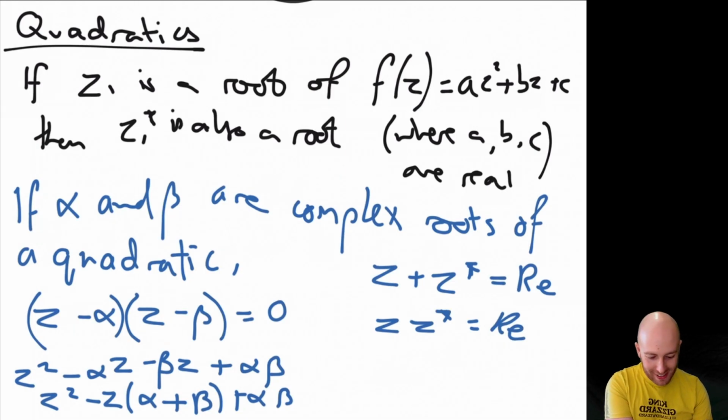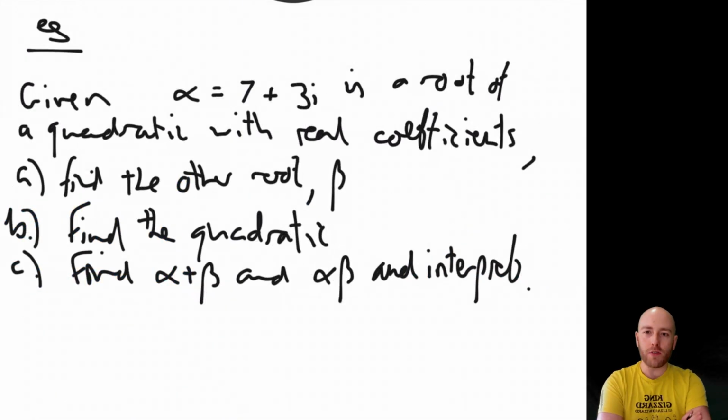Okay. Next slide then. So, for example, given that alpha equals 7 plus 3i is a root of a quadratic with real coefficients, find the other root beta, hence find the quadratic, and then find alpha plus beta and alpha times beta, and interpret. So could you guys do that? I'll give you 5 minutes to give that a try. Starting from now. Comment if you need any help there.